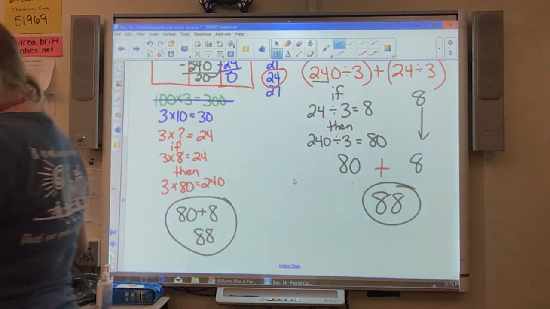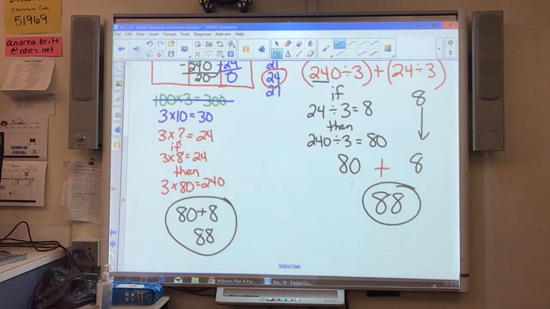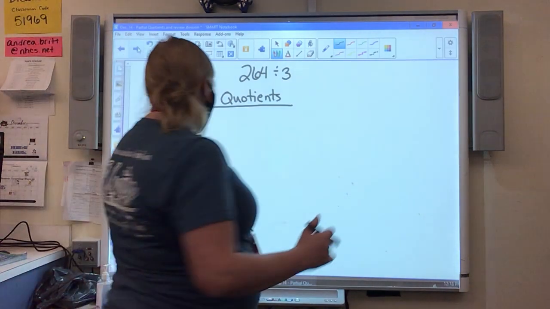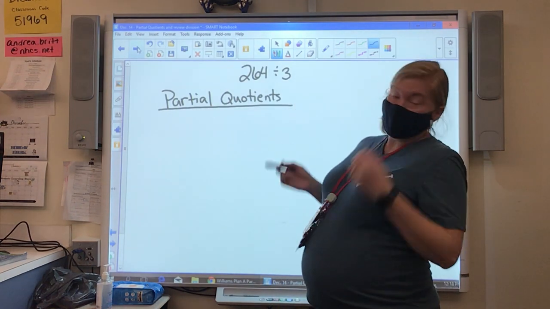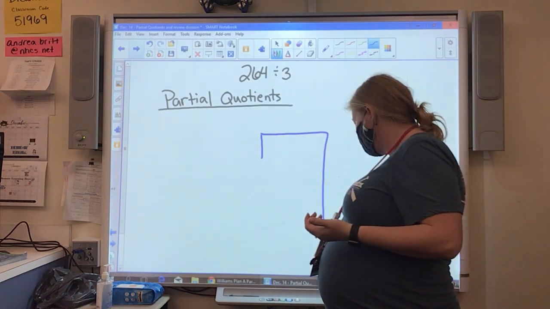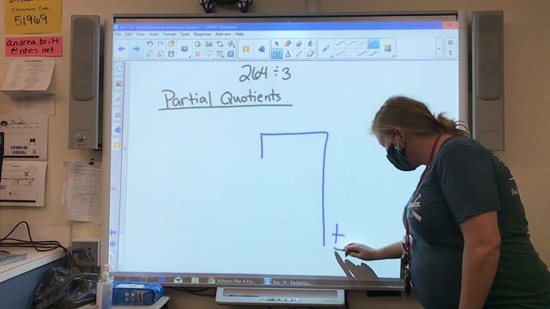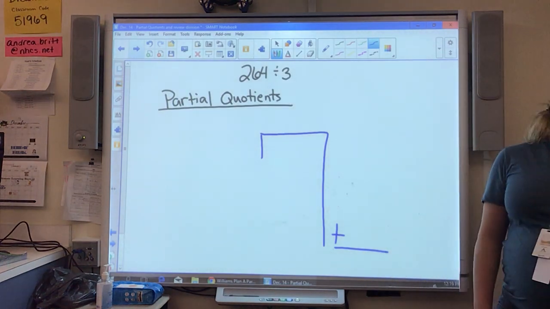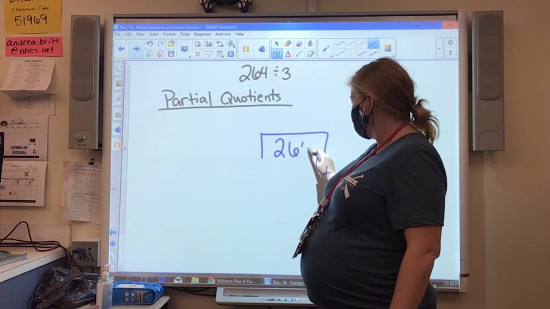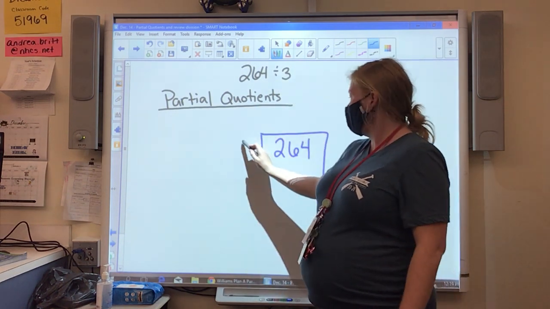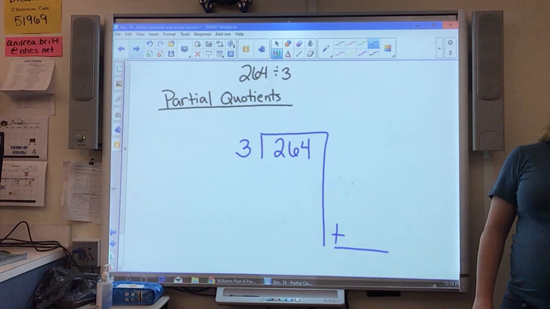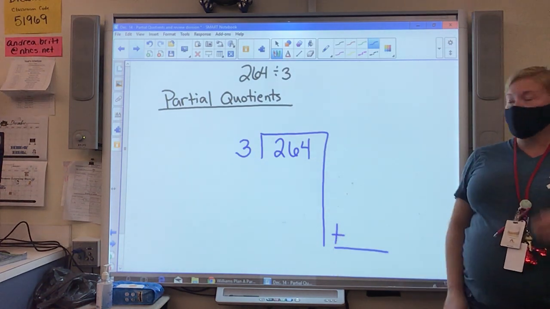All right, now what we did today is your last strategy. Today is partial quotients. It's called partial quotients or hangman division, right? You draw your hangman sign. You put your plus sign with a line out to the side like that. You take your dividend and you put it on the inside. You take your divisor and you put it on the outside. We still need our what? Our quotient.